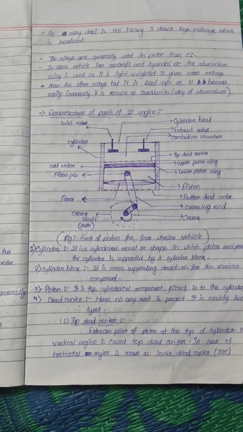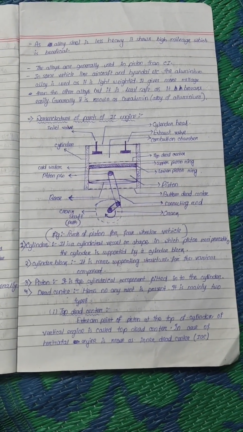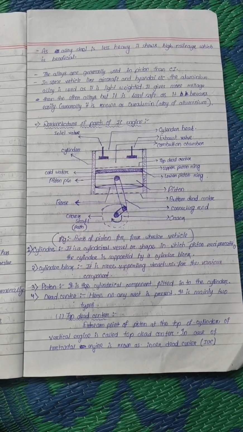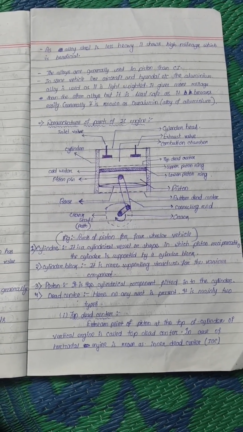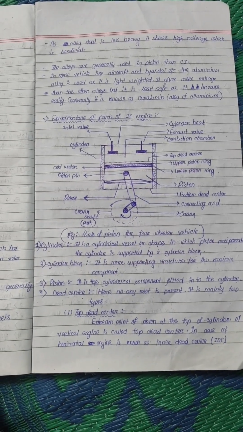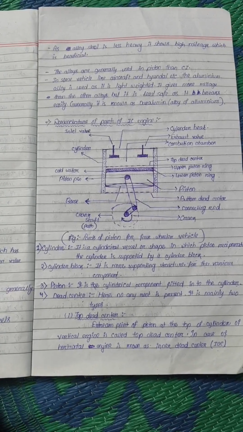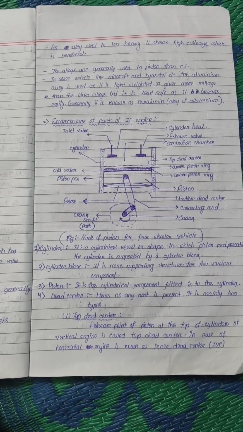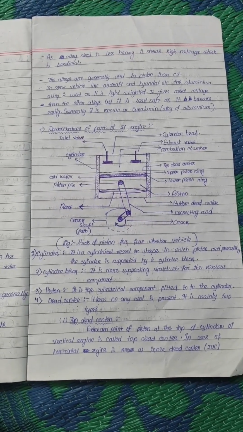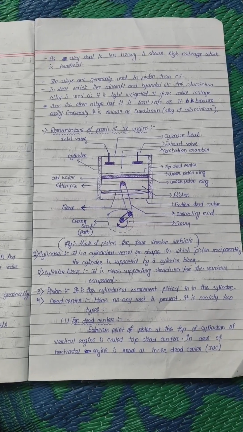Now, the cylinder. It is a cylindrical vessel in which the piston reciprocates. The cylinder is supported by a cylinder block. The cylinder block is the main supporting structure for the various components. The piston is the cylindrical component fitted into the cylinder.